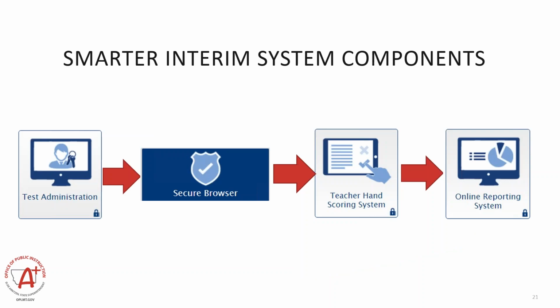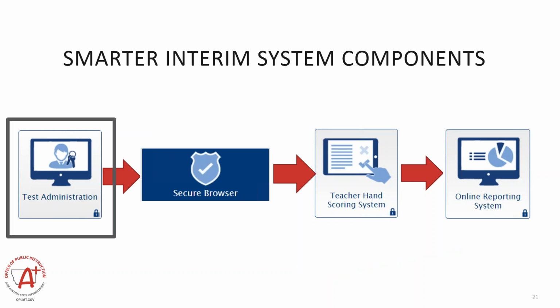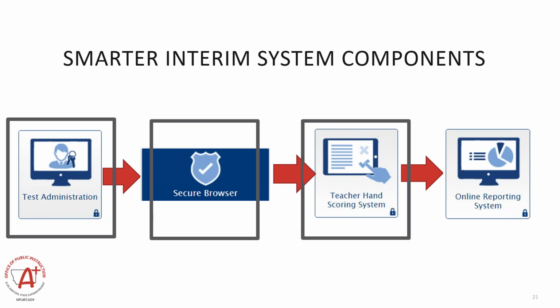I wanted to give you the idea of what the Smarter interim system components are. Test administrators use the test administration tile to select interim types and content and set up sessions for students to take the interims. That is also the same tile that you use for summative assessments. Then, once you have a session set up, students will sign into the secure browser to take the selected interim assessment. The interim Smarter Balanced tests have items that can be scored by machine and items that require human scoring.